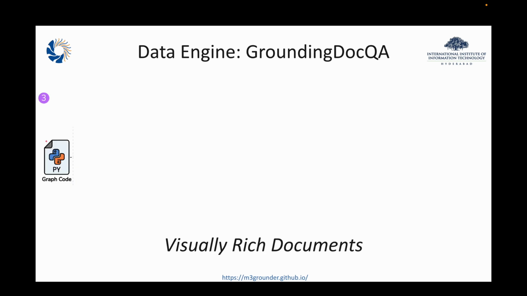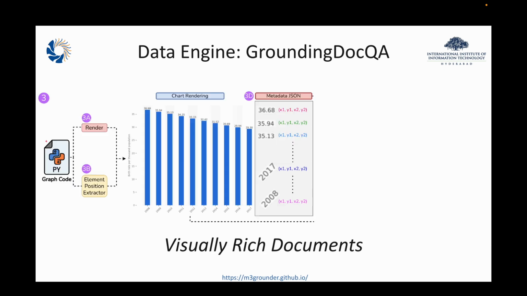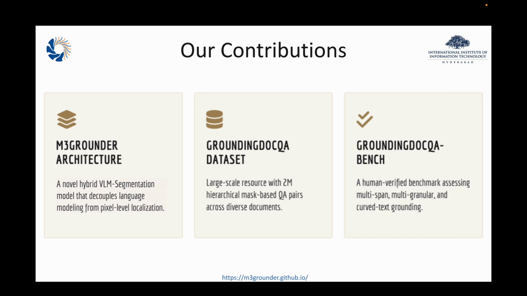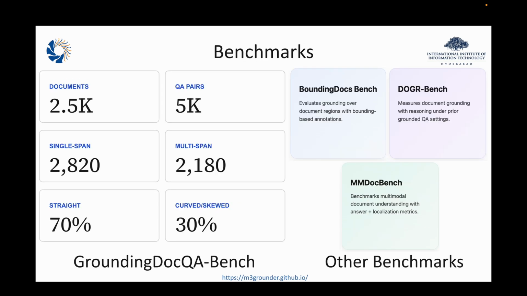For visually rich documents such as graphs, we intercept the renderer and we extract positional information such as ticks, legends, etc. These are then together fed into a VLM, which after post-processing yields multi-span boxes with masks. The next contribution is grounding doc-QA bench, which has a total of 2.5k documents with 5k question answer pairs, out of which 2,820 are single span, 2,180 are multi-span, 70% are straight, and 30% are skewed. In addition to these benchmarks, we also test our model on bounding docs bench, closure bench, and doc bench, which are other benchmarks for grounding.